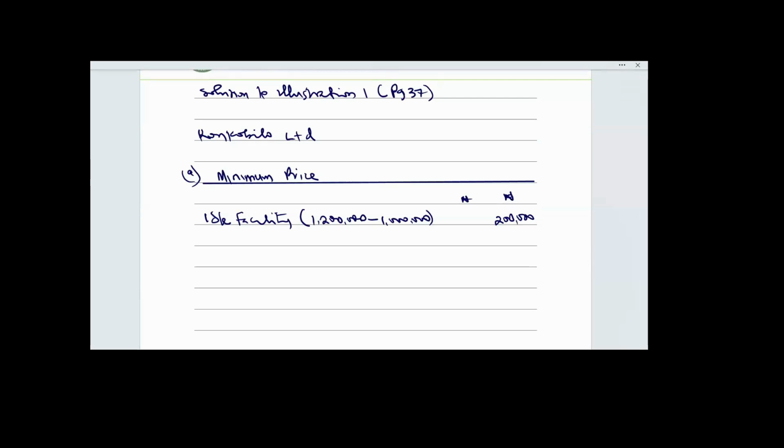So I would then say idle facility equal to 1.2 million. The market value is 1.2 minus 1 million. So we have used 200,000. Okay. This special order has utilized 200,000 from the idle facility. All right. So let's move to the next one.